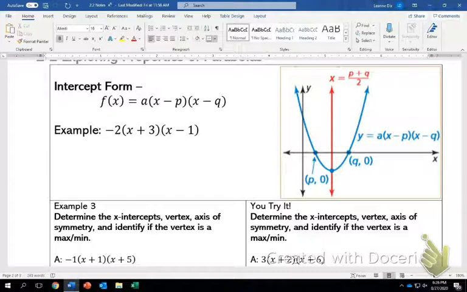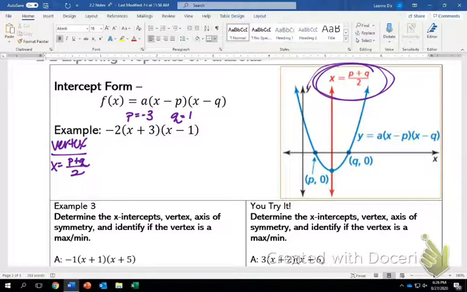So first things first, let's start with the things we are used to. Before I get started, though, I do want to point out that this intercept form and the example below, I'm just pulling what that p value is and what that q value is. So p is going to be negative 3, and q is going to be 1. And for the vertex, they're going to want me to use this formula, p plus q over 2. And I got that from the picture to the right.